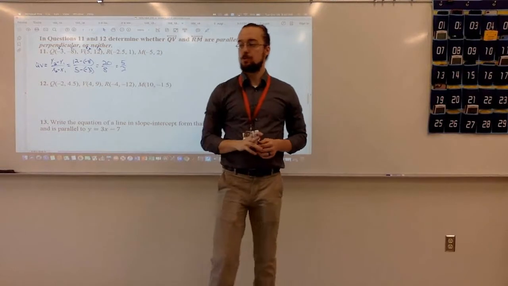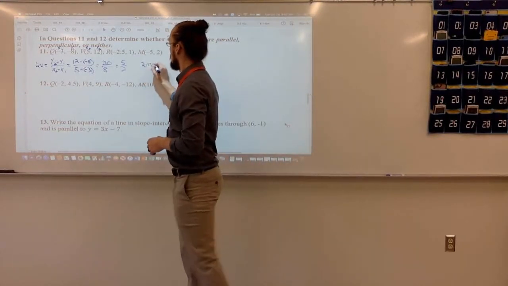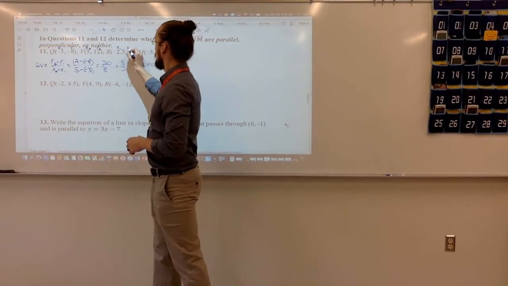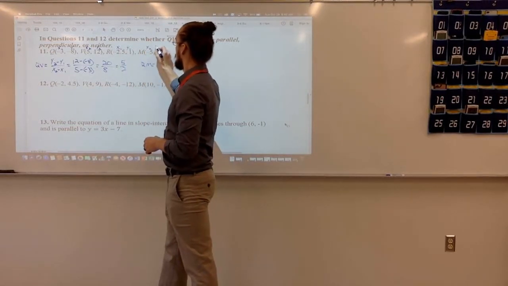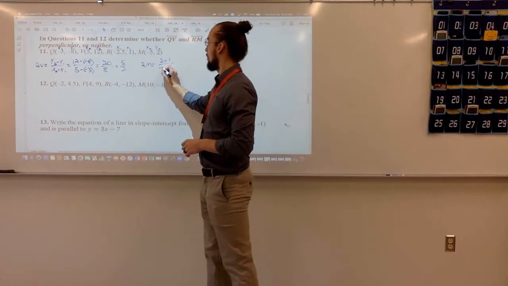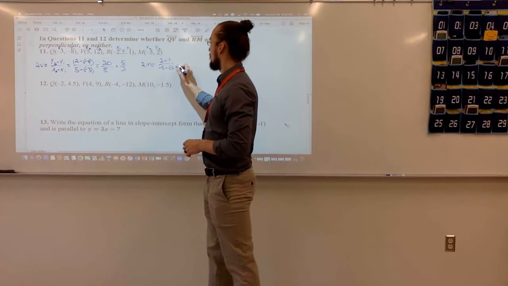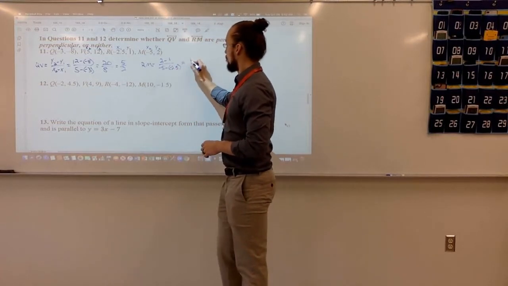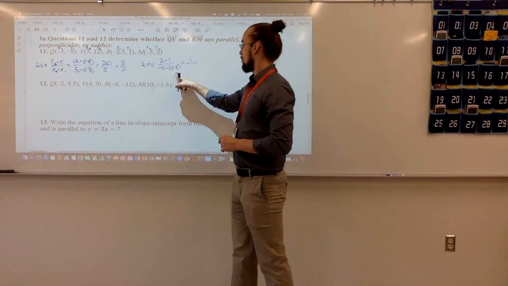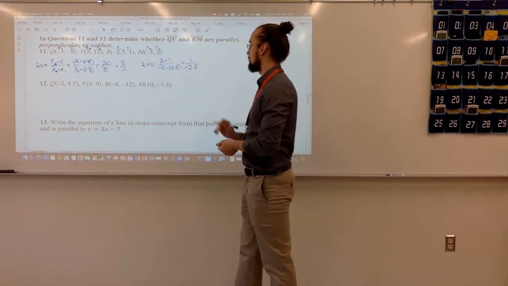So let's do the same thing for RM. So label x1, y1, x2, y2. So I'll have 2 minus 1 over negative 5 minus negative 2.5. So that'll be 1 over negative 5 plus 2.5, which would be negative 2.5.